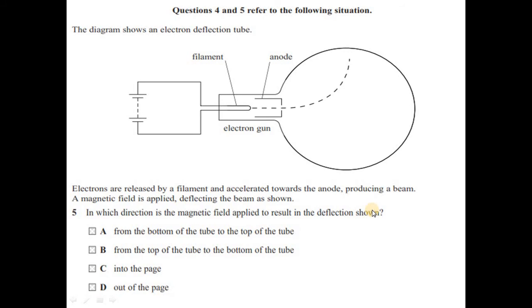Question number 5 from the same situation. In which direction is the magnetic field applied to result in the deflection shown? In these types of questions, we use Fleming's left-hand rule, and remember, Fleming's left-hand rule is used for the motion of positive charge. So assume if this charged particle were a positive charge, then the positive charge path should be moving something like this, in that direction.